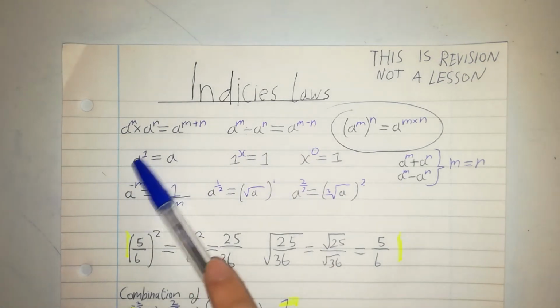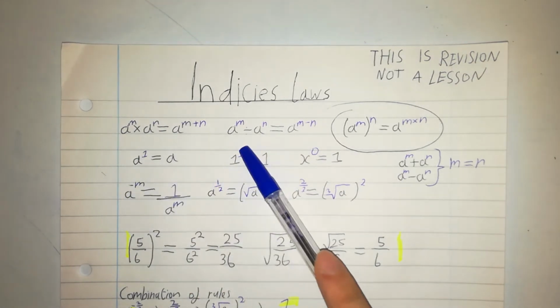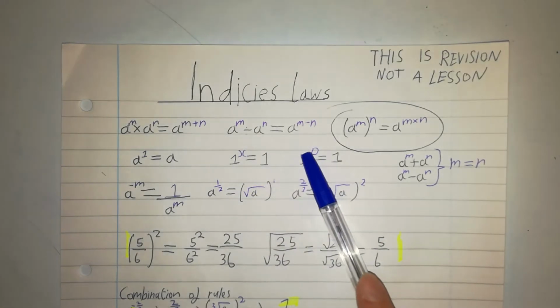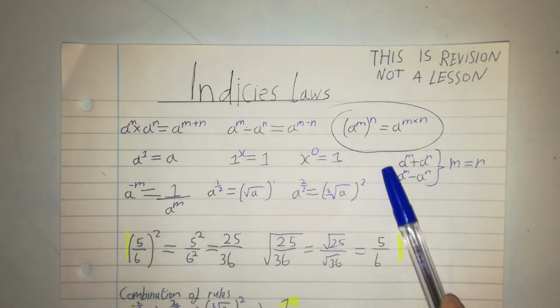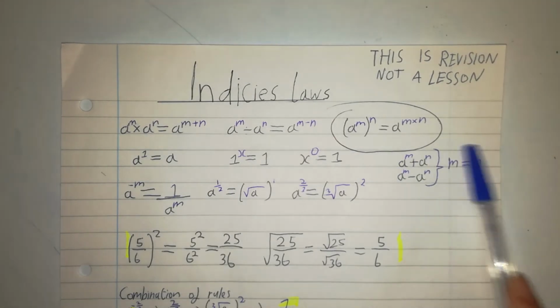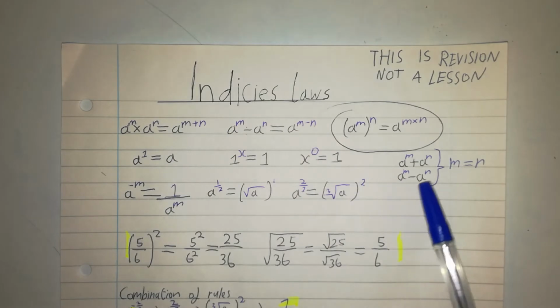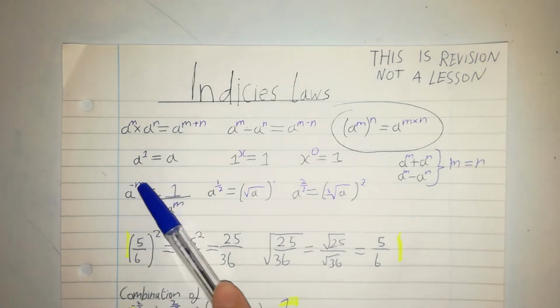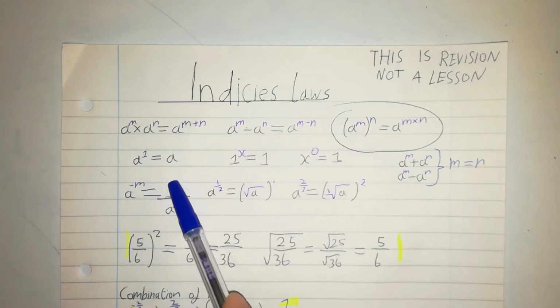Then anything to the power 1 is itself. 1 to the power of anything is 1. Minus 1 to the power of anything is also minus 1. Anything to the power of 0 is 1. If you want to add the subjects, the powers must be the same, because like terms and stuff, you should know that. A to the power of minus m is 1 over a to the power positive m.